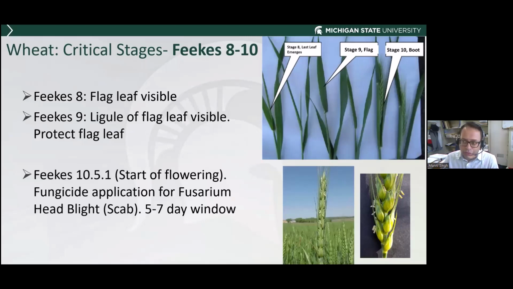More importantly, flowering, which is called Feekes 10.5.1, is really critical. That's again the start of the reproductive phase in wheat. And this is where fungicide application to protect against fusarium head blight, also called scab, is very important to minimize any issues we might get with worm and things like that. The window is relatively short. Once the plant is at the start of flowering, you can see in a couple of pictures here, anthers protruding out, it's a 5 to 7 day window. So hitting that window is very critical in terms of management.